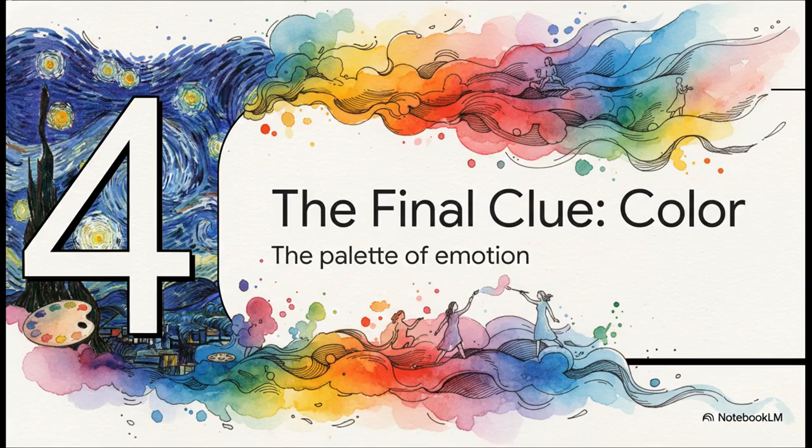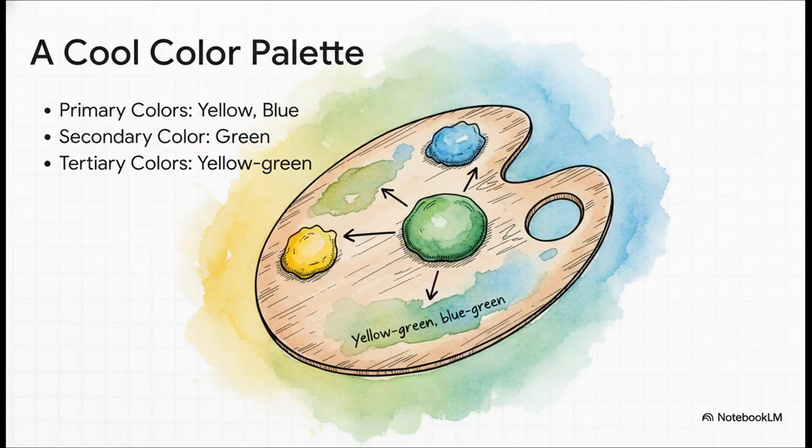And that brings us to our final and maybe the most powerful clue of all, color. You see, artists use color for way more than just showing what something looks like. They use it to make us feel a certain way. And when it came to using color to set a mood, well, Van Gogh was an absolute master. So just take a look at this color palette. You can see Van Gogh made a very specific, a very deliberate choice here. He's working almost entirely within this family of cool, natural colors. You've got your primary colors, right? Yellow and blue. And of course, he mixes those to get that vibrant green.